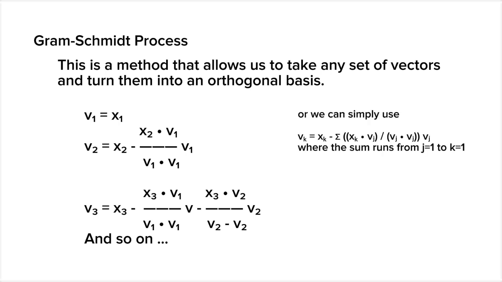In general, the formula looks like this. vk equals xk minus the sum of projections of xk onto all the earlier vectors. So instead of writing each step individually, this formula summarizes the entire process. It tells us that every new vector is constructed by taking xk and subtracting its overlap with all previous vectors.